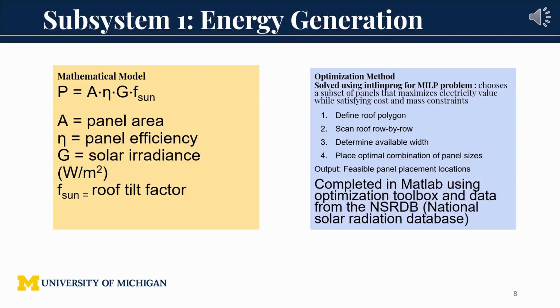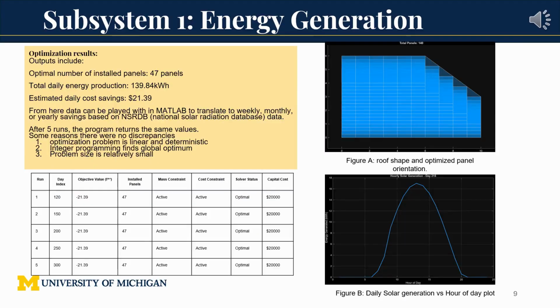To determine placement, we first define the roof as a polygon, then scan it row by row to evaluate available space. Based on the available width, we place the optimal combination of panel sizes. The final output is a set of feasible panel placement locations. The entire process was implemented in MATLAB using the optimization toolbox with solar data sourced from the National Solar Radiation Database. The model determined that the optimal solution is 47 panels, producing about 140 kilowatt hours per day, which gives an estimated daily savings of $21.39.